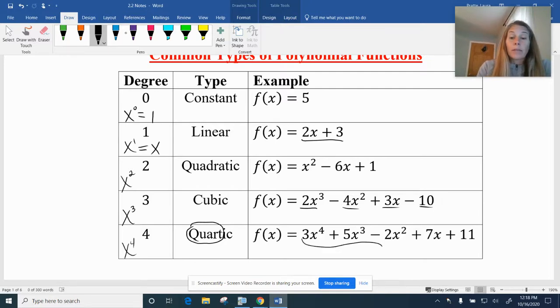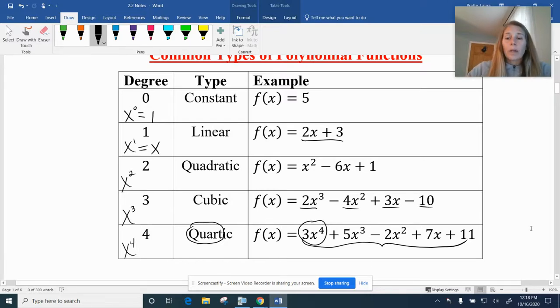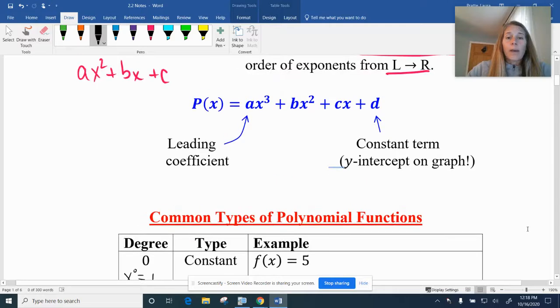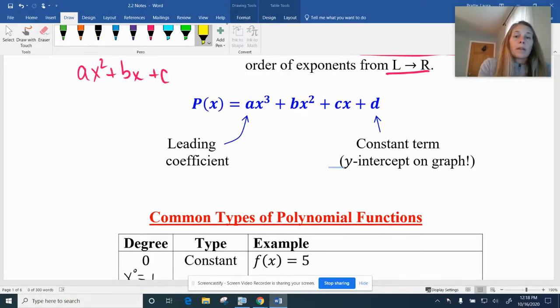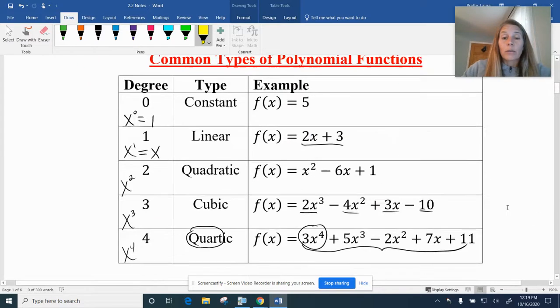And again, you can have unlimited amount of terms here being strung together, but the largest one in this case was that x to the 4, which is why it's a fourth degree. Okay, and then one other thing to mention is that when you do have it in standard form, this leading coefficient here, that's that first number in front of the variable with the largest exponent. And just as we did in quadratics, that constant at the end is actually your y-intercept on the graph, which will be good to know when we're graphing. It'll be helpful.